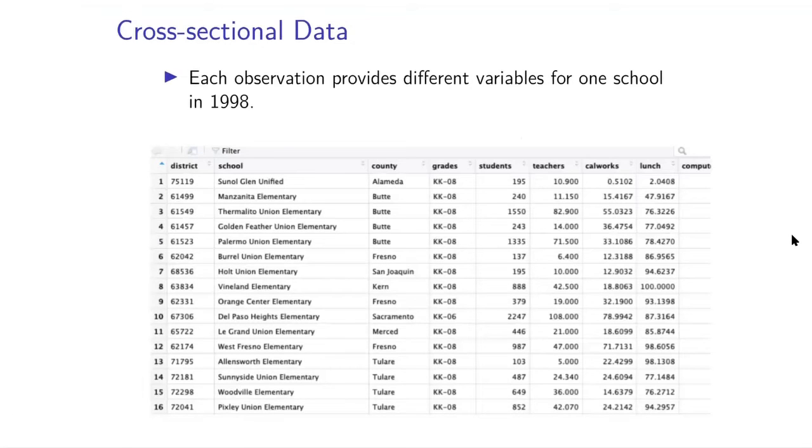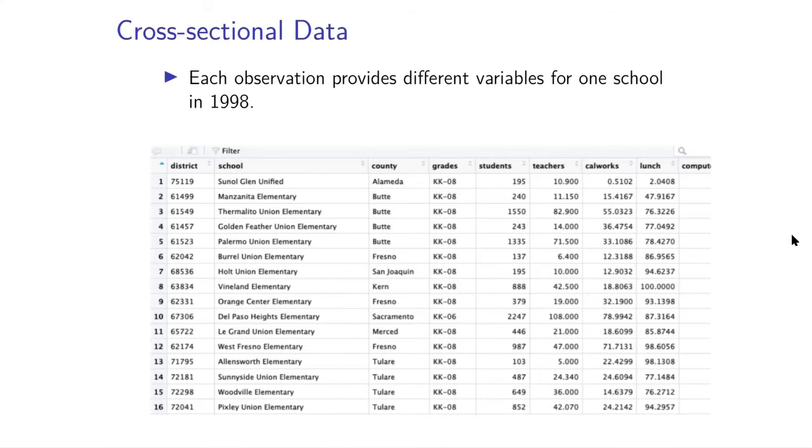Here is an example of cross-sectional data. This data set covers a cross-section of school districts in California in 1998. Each observation is a school district. Other variables following each observation are used to describe various attributes of each school district, such as the total number of students, teachers, school expenditure, etc.